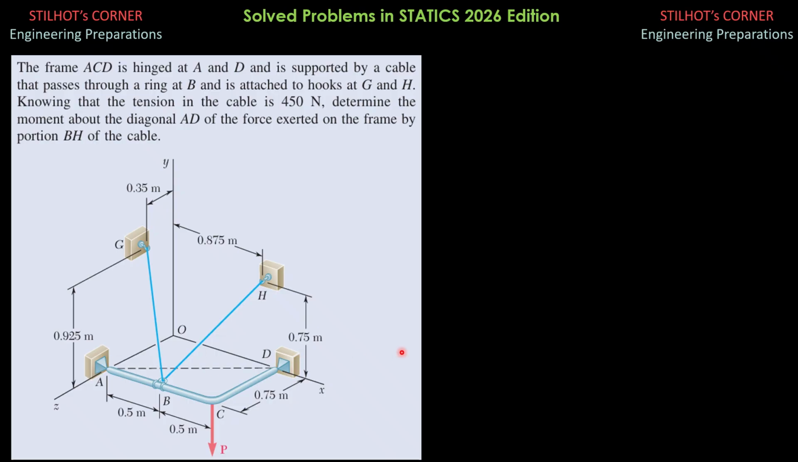So that's the expression. So moment about AD is RAB. It may also be RDB, but I choose A because it's easier. It's simpler. AB is simpler. Cross the force, which is the force is equal to magnitude of the force times the unit vector of BH. We will define that later. Then times the unit vector of AD. So MAD is RAB cross F dot lambda of AD.